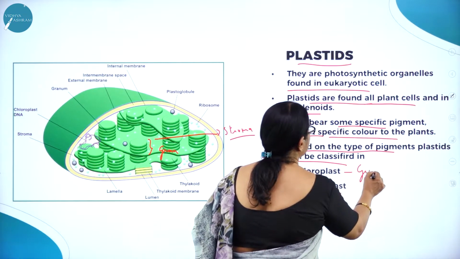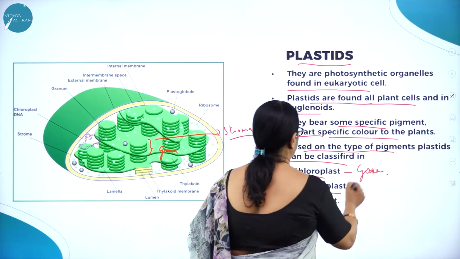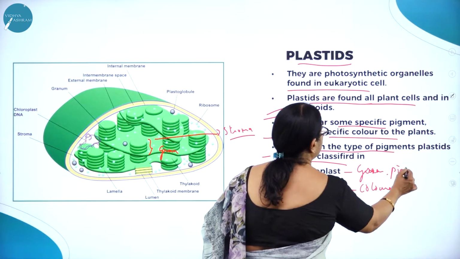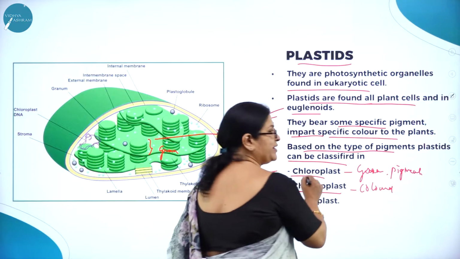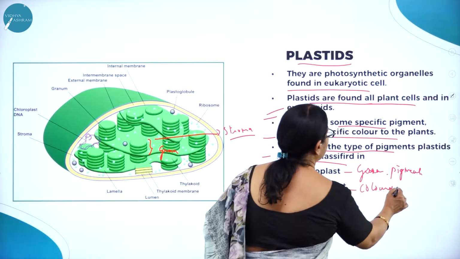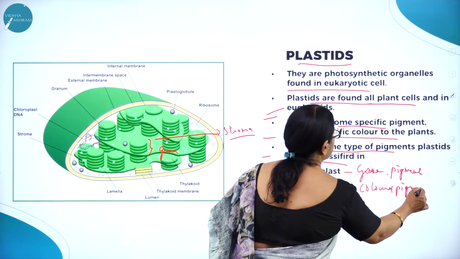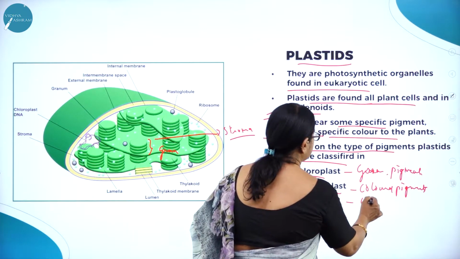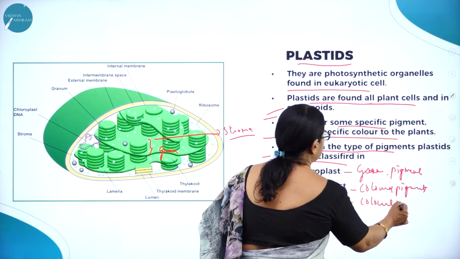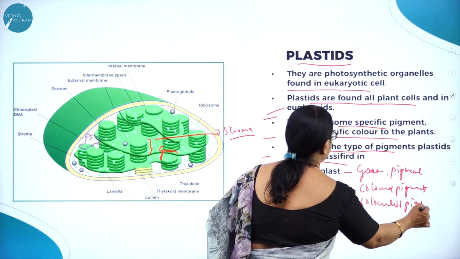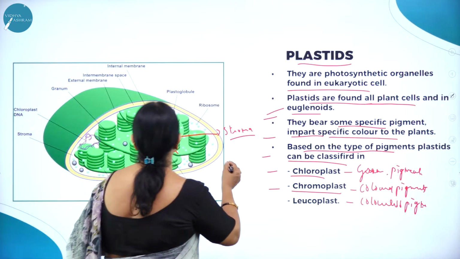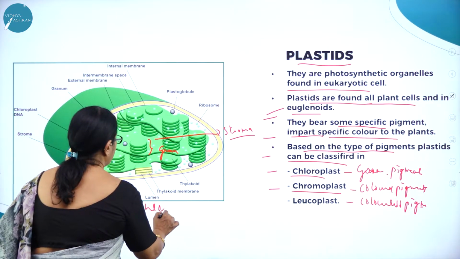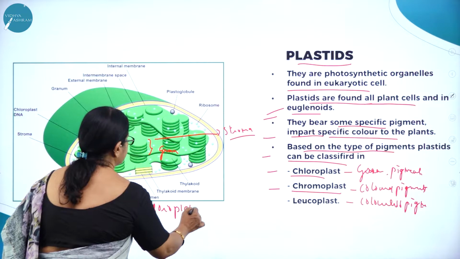Green color pigments are called chloroplasts, and colored pigments are called chromoplasts, and colorless pigments, they are called colorless leucoplasts. So here you can see the structure of the chloroplast. This is the structure of a chloroplast.